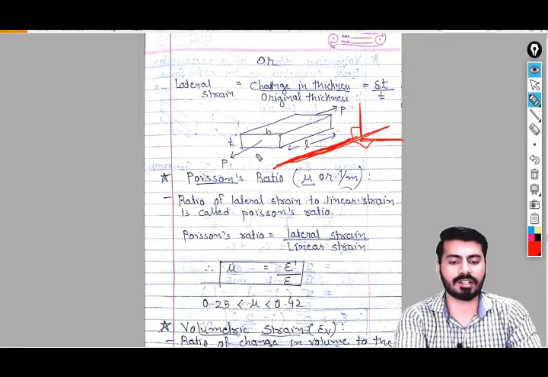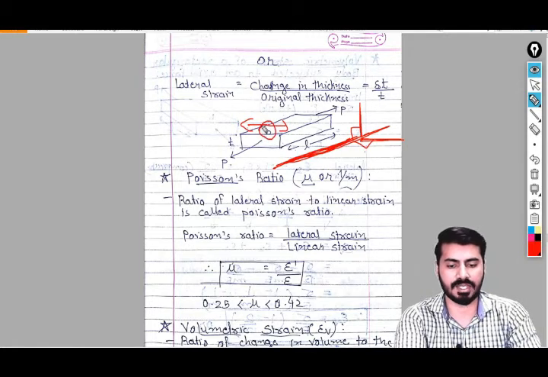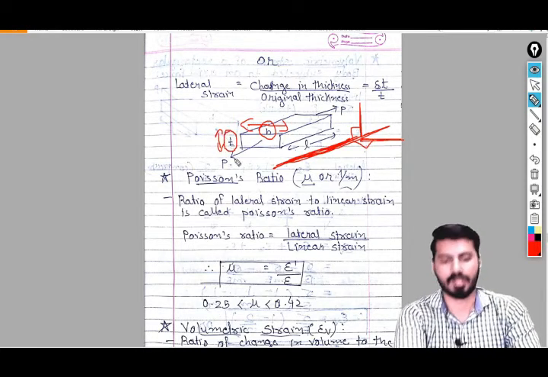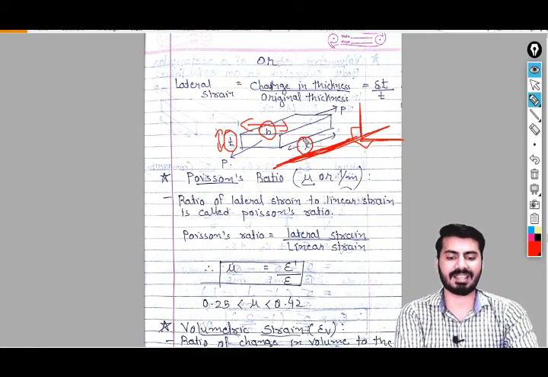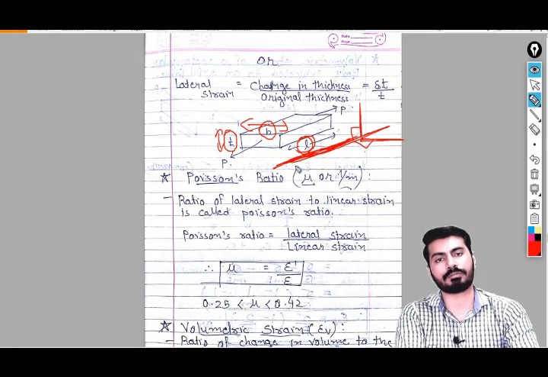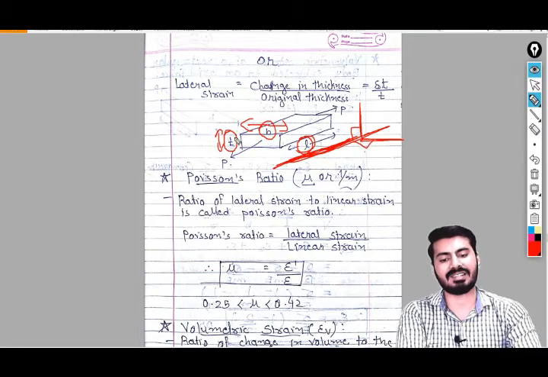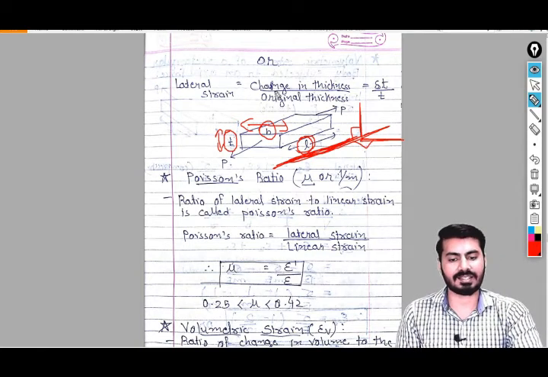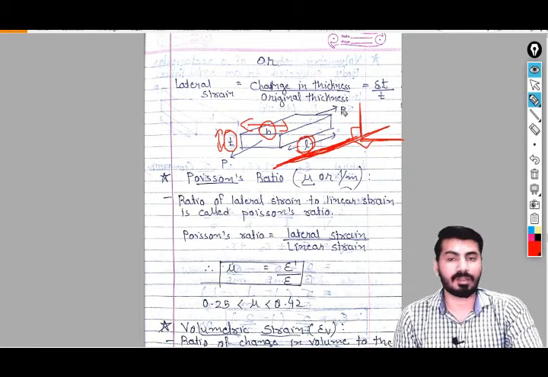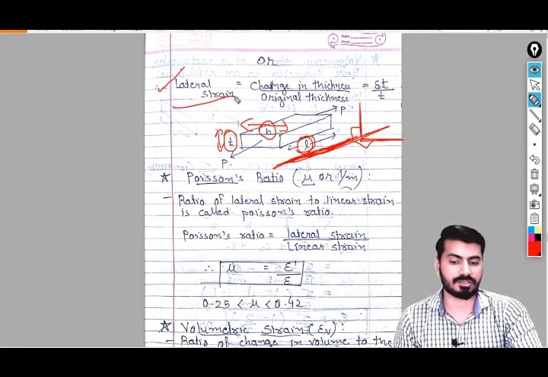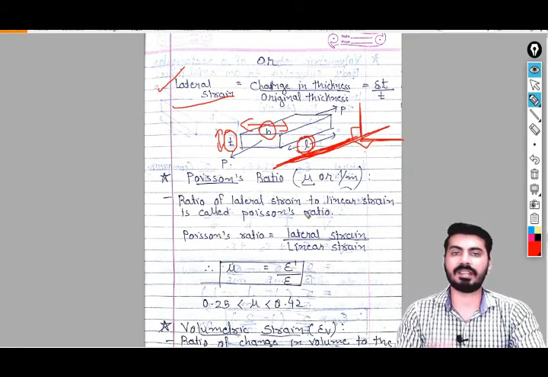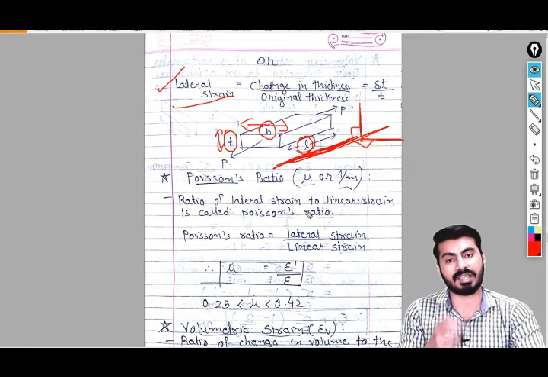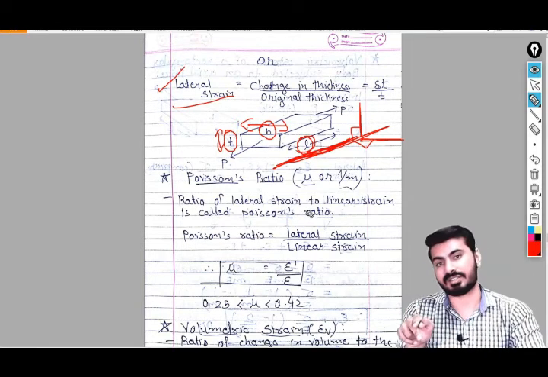As you can see, in the horizontal direction there is a dimension called B. This is a lateral dimension B, and in the vertical direction there is a dimension T. This is also a lateral dimension. This is our linear dimension, that is L, in the direction of the axis, and the lateral dimensions B and T are perpendicular to the axis. You should remember it like this. Change in thickness or change in width upon original thickness and original width will give you the lateral strain. There will be two lateral strains in the case of a rectangle: the lateral strain for the width and the lateral strain for the thickness.